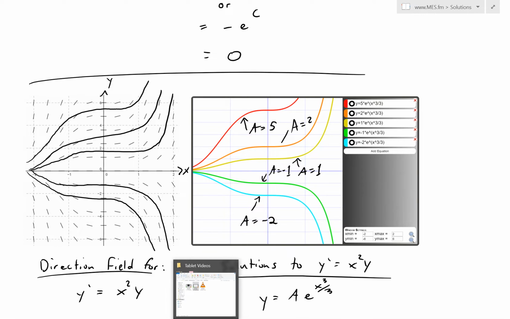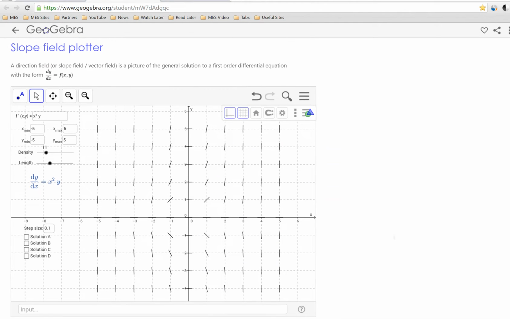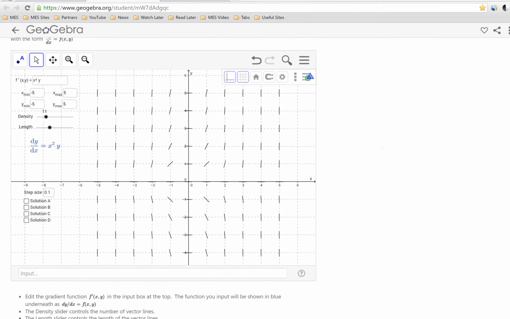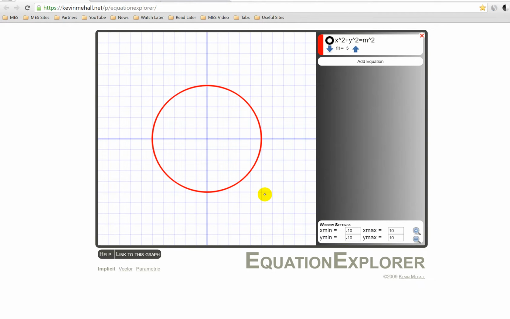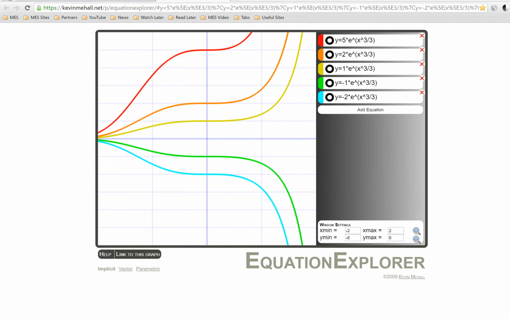And the calculators I use for these, this one over here is how I graph the direction field. Just type in x squared times y, and you get this equation. And then for the graphing one, I use this one. This can also graph implicit equations like I showed in my earlier video. And here is the link. When you click the link to this graph, it shows what I drew here, which is pretty cool. You can add as many equations as you want. And this is probably the best graphing calculator I've seen on the web.